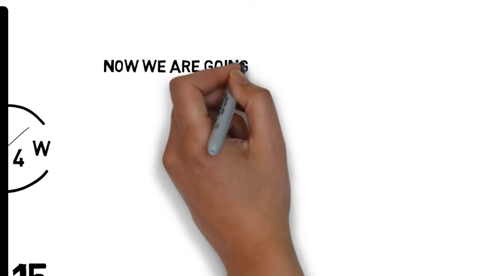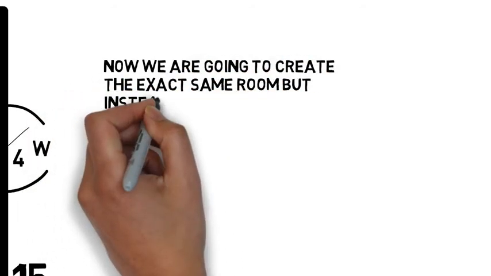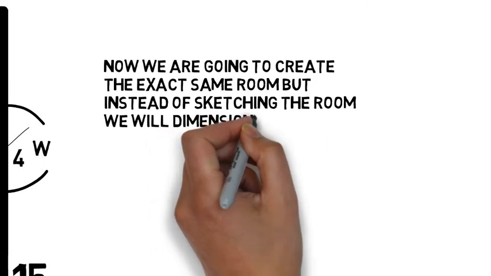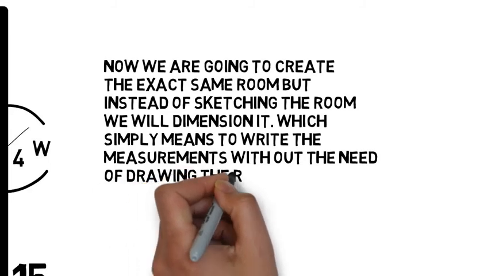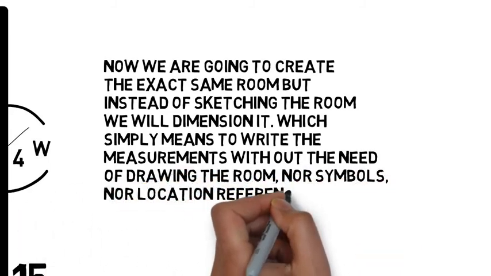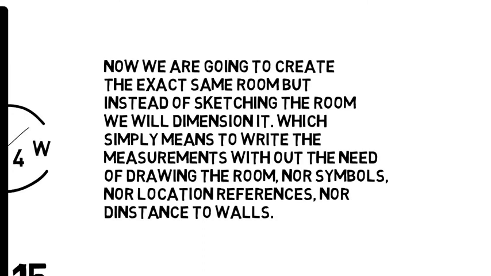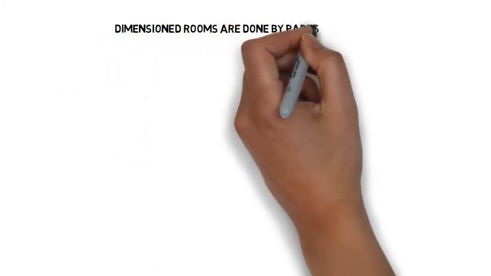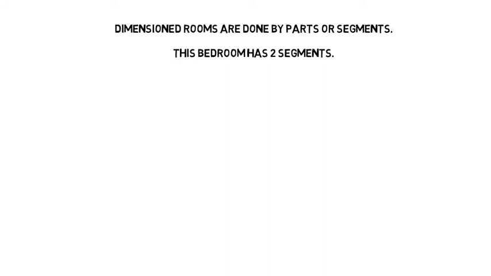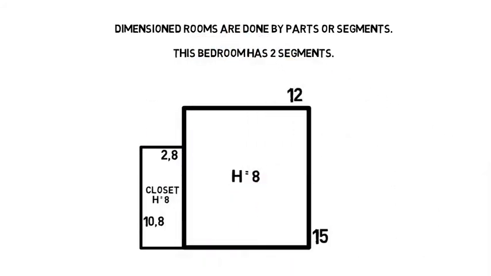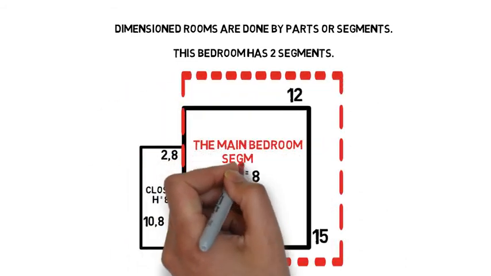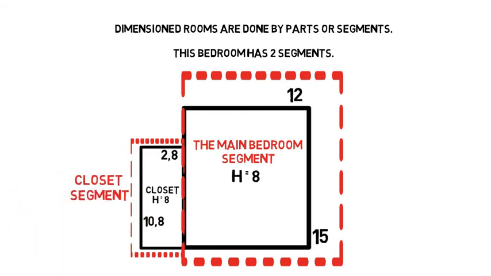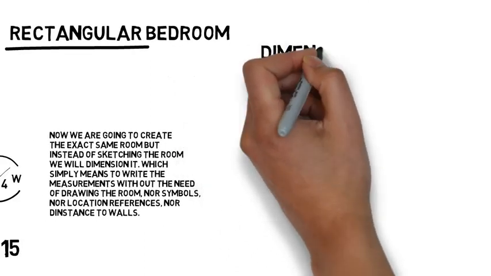Now, we're going to create the exact same room, but instead of sketching the room, we will dimension it, which simply means to write the measurements without the need of drawing the room, nor symbols, nor location references, nor distance to walls. Dimensioned rooms are done by parts or segments. This bedroom has 2 segments. The first segment is the main bedroom, and the second segment is the closet. Having this in mind, let's start dimensioning.